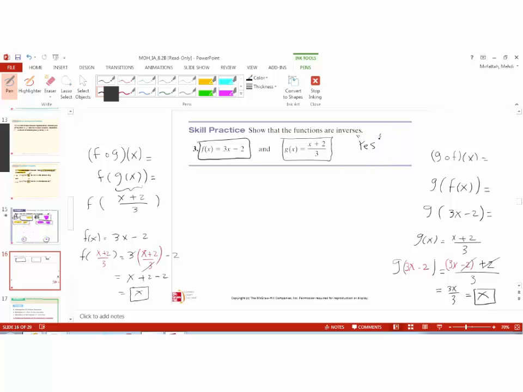But before I move on, I want to see a check mark in front of everyone's name if you can follow the steps. Use the check mark in front of your name if you can see how to verify whether two functions are inverses of each other using this method. You just find f of g of x, and it turns out to be x, exactly x. And if it is, then you can say yes, they are inverses of each other. I still need more check marks if you all follow this.